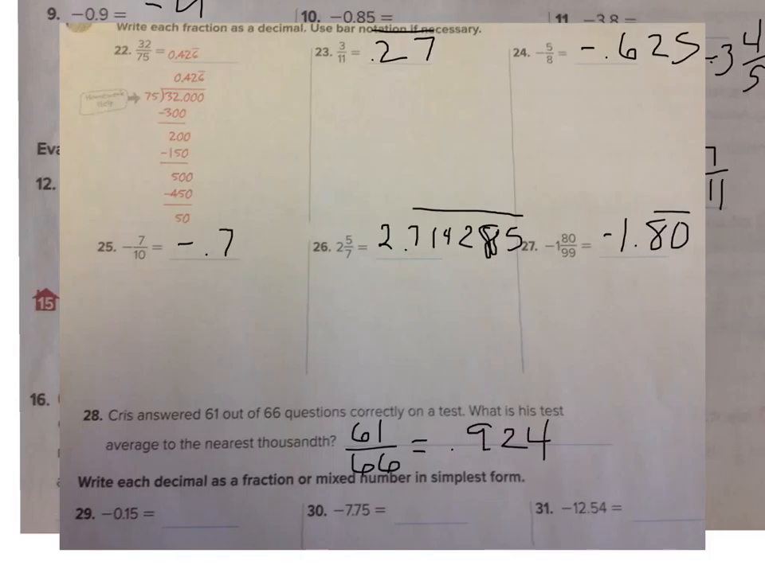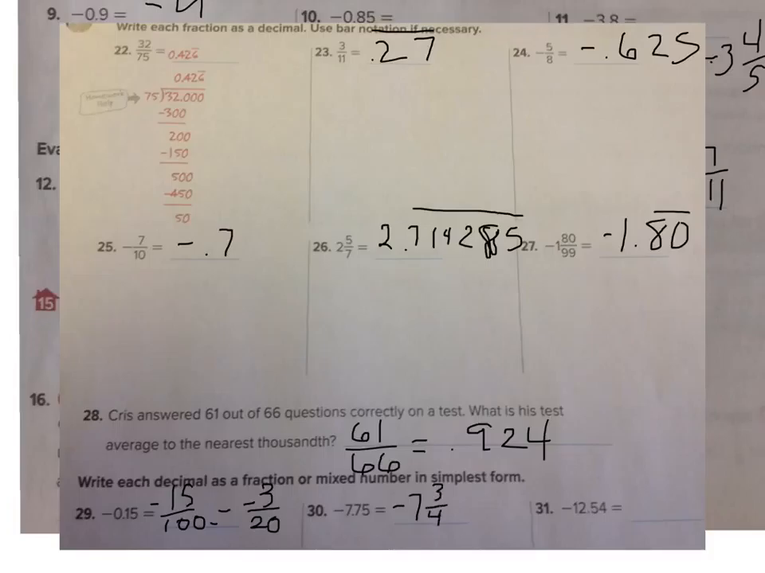0.924. For the next 3, we need to write each of those decimals as a fraction or mixed number in the simplest form. And so negative 0.15, that is going to be similar to negative 15/100, which can simplify to negative 3/20. For number 30, we have negative 7.75, which will be a mixed number, so it'll be negative 7. And then the 0.75 is like 75/100, but we can simplify that right down to 3/4.